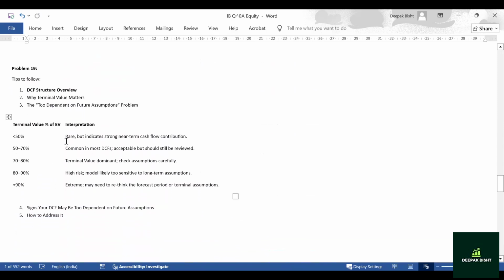So I have created this table of terminal value as a percentage of enterprise value, and its interpretation. If the terminal value is below 50%, this is a rare case, but it indicates a strong near-term cash flow contribution in the organization. 50 to 70% is common in DCFs and it's acceptable but should be reviewed. If terminal value is 70% to 80%, the terminal value actually dominates, so you need to check assumptions carefully.